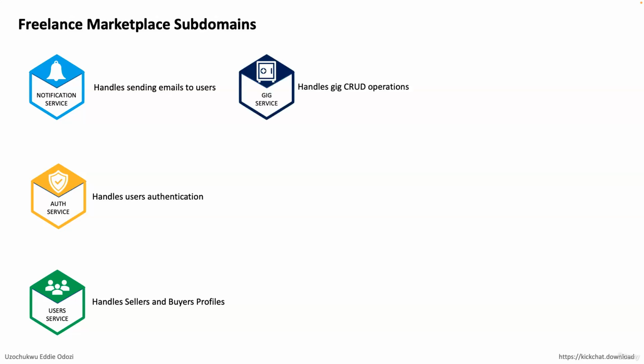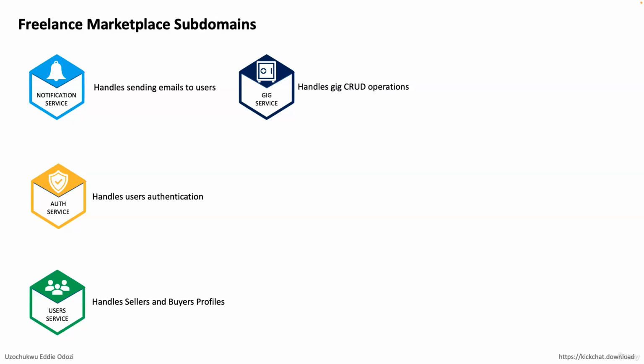Then we have the gig service. Now the gig service will handle CRUD operations related to the gig: a seller creating a gig, getting a gig, updating a gig, or deleting a gig. For this gig service, and also the auth service, we are going to connect those to Elasticsearch. Every gig that will be created by the seller will be saved to Elasticsearch, because we want to have a very powerful search engine to use.